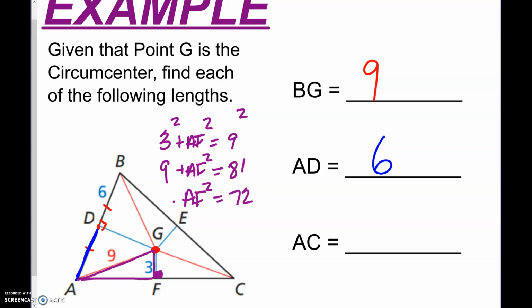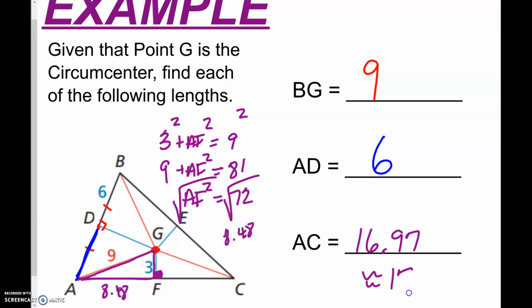So now what we're going to have to do is take the square root of both sides. We're going to take the square root of 72, and this comes out to be roughly 8.48, but that's just AF. So now you're going to have to double it, times 2 before you do any rounding. It doesn't say what to round to. This actually comes out to be 16.97. If they asked you to round to the tenth, we would say that this is about 17.0.